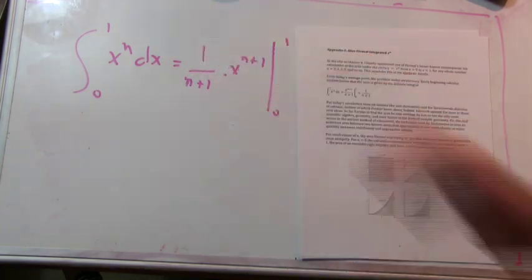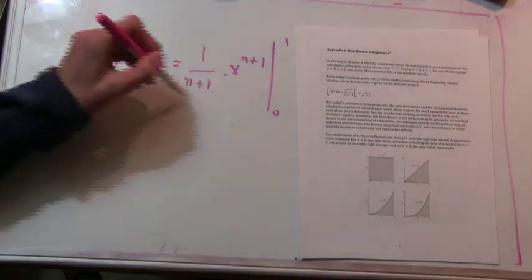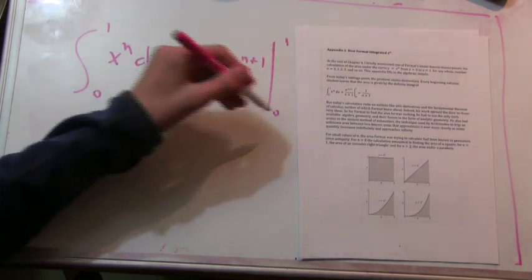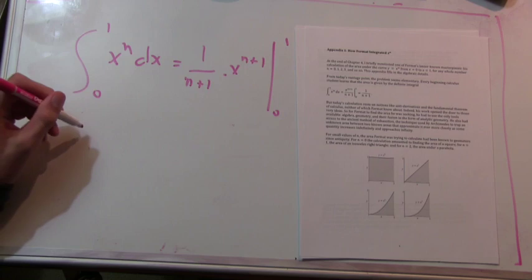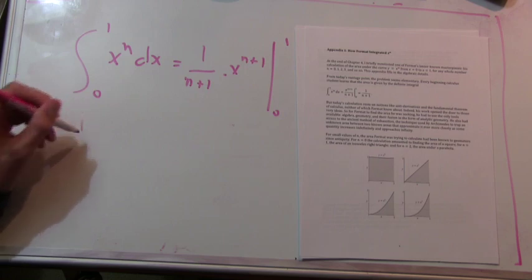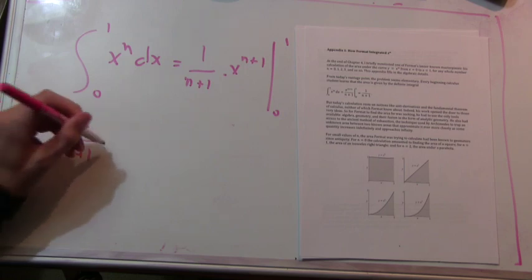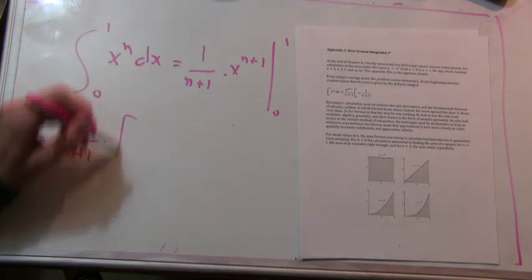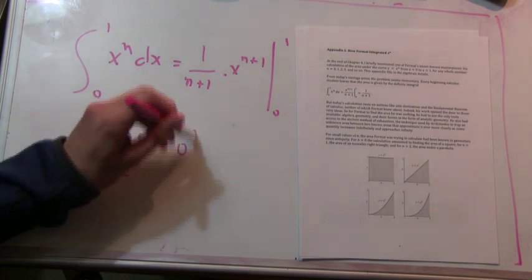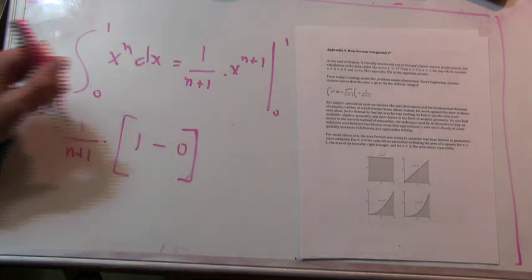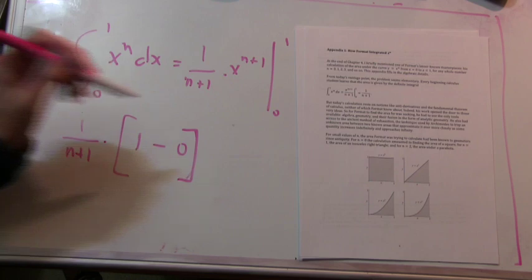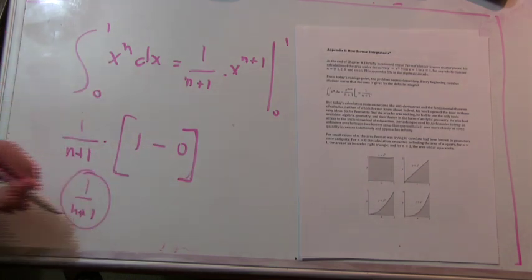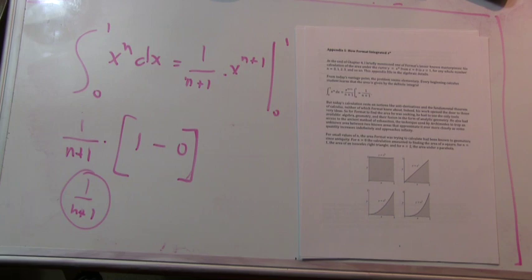What are these symbols over here? So this is just this expression evaluated at 0 and evaluated at 1. So it's 1 over n plus 1 times the quantity 1 minus 0, because you can factor out the 1 over n plus 1 from each of the terms, so it's just 1 over n plus 1. Okay, so if you have calculus at hand, this is a pretty easy problem.